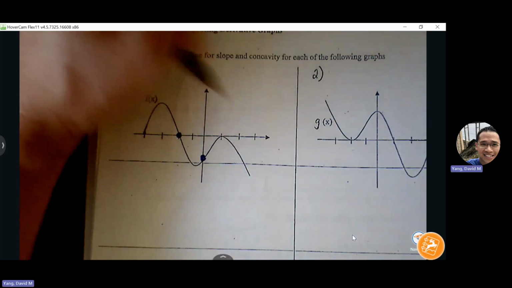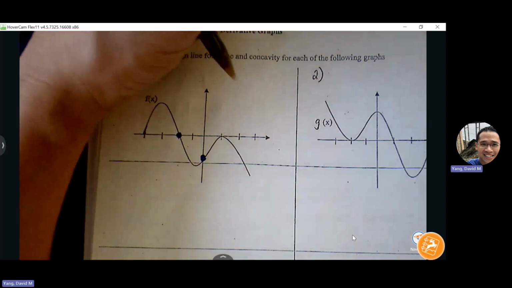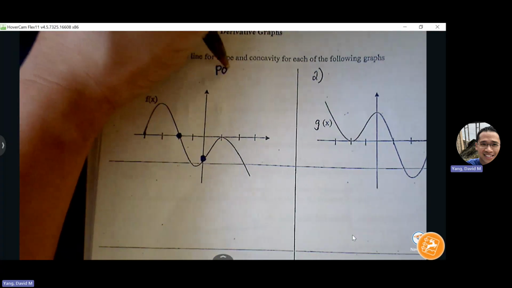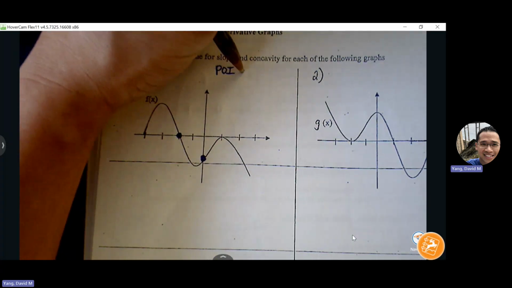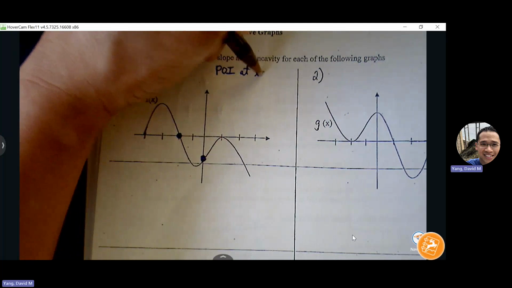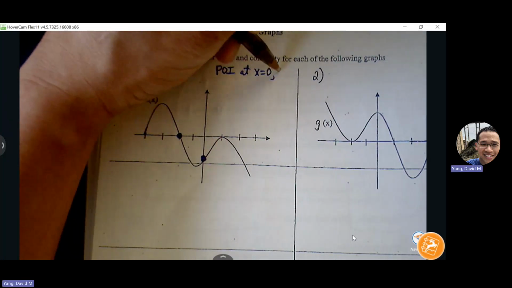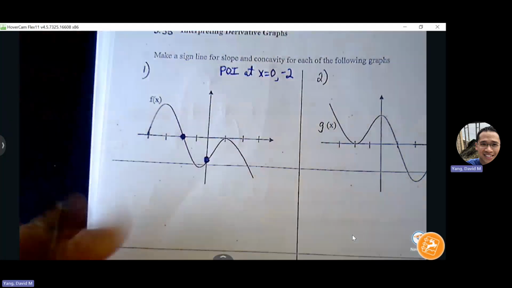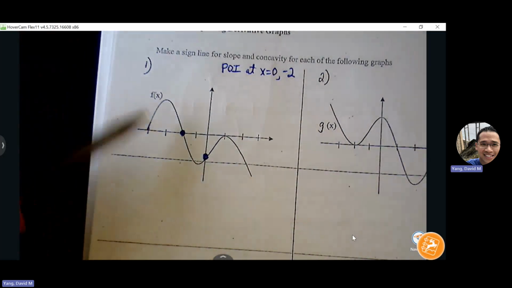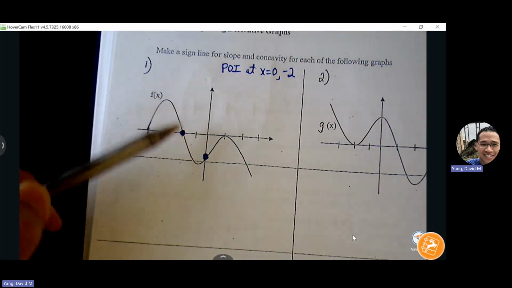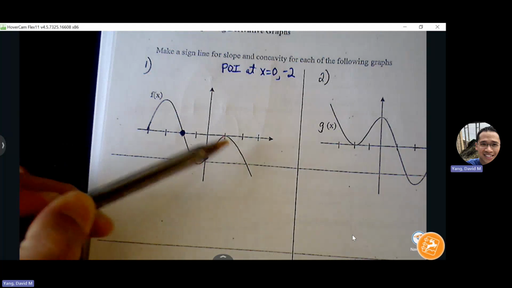It may not look quite like it, but let's say that the points of inflection are at x equals 0 and x equals -2. Points of inflection are where concavity changes, right? Concave down, concave up, concave down.